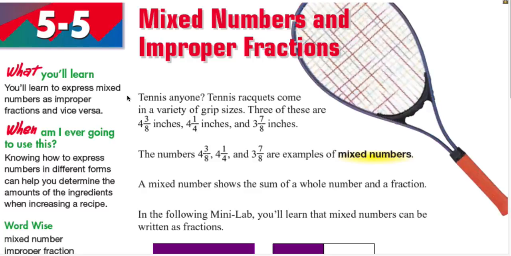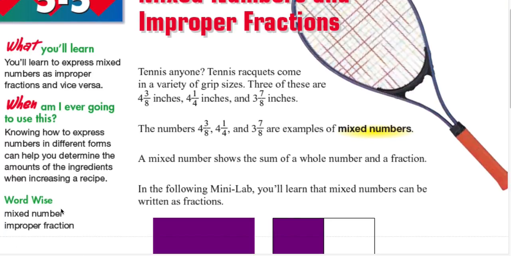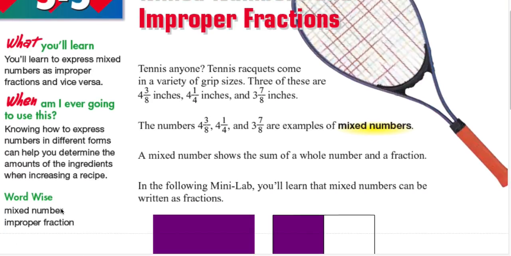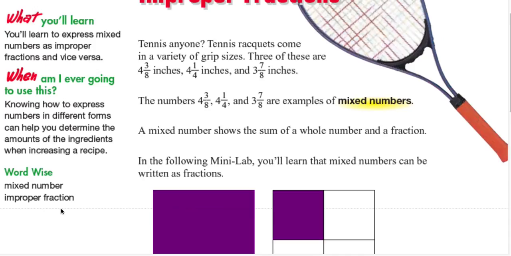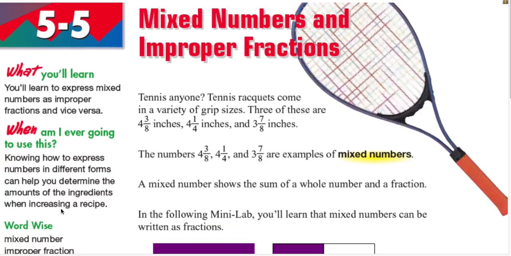Lesson 5-5 Mixed Numbers and Improper Fractions. In this lesson you learn to express mixed numbers as improper fractions and vice versa. When are you ever going to use this? Knowing how to express numbers in different forms can help you determine the amounts of ingredients when increasing a recipe. Okay, words we need to understand will be a mixed number and an improper fraction.